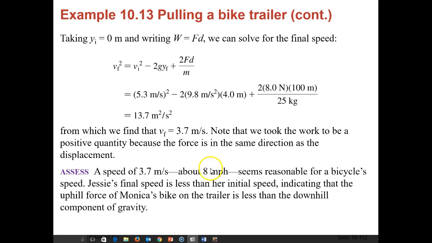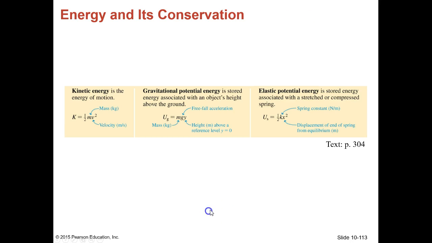If we assess it, that's about 8 miles an hour. That's pretty reasonable for a bicycle speed. And that would be your answer.